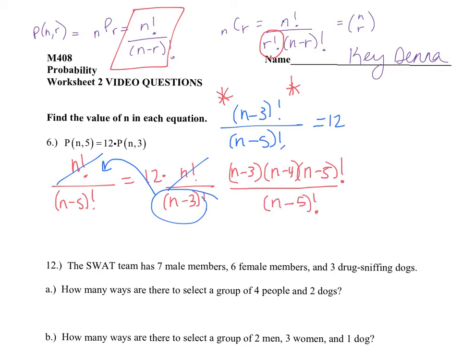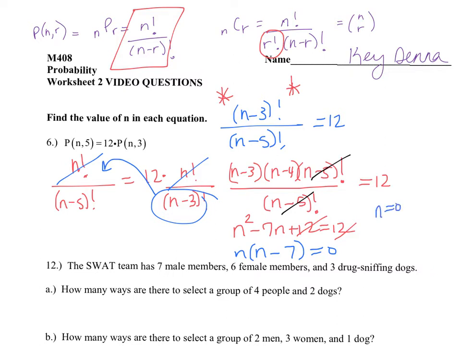Then my n minus 5 factorials cancel off. Now what I'm left with is I can multiply these two parentheses together: n squared minus 7n plus 12 is equal to 12. The 12s cancel, factor out the n, and I get n times quantity n minus 7 equal to 0. From here, the two algebraic solutions are n equals 0 and n equals 7. However, it's not possible to have n be smaller than the number that I am choosing. In any permutation scenario, n has to be greater than or equal to r. Otherwise, it doesn't make any sense. So we cross off the 0, and our answer for n is 7.